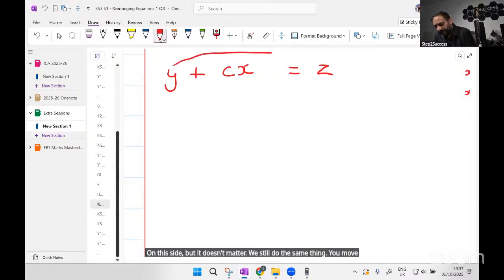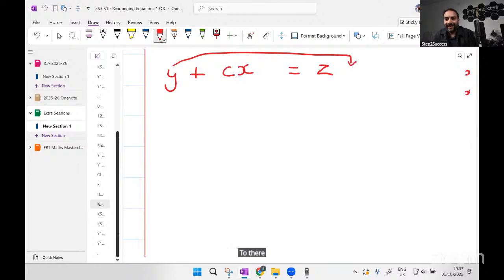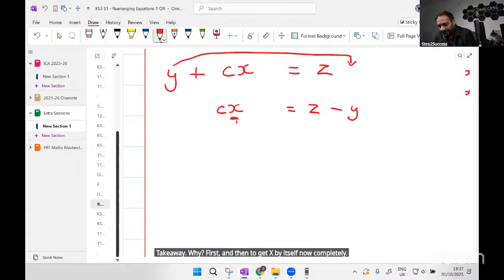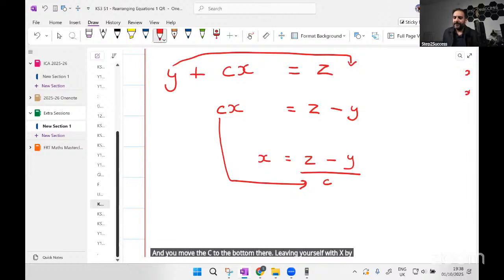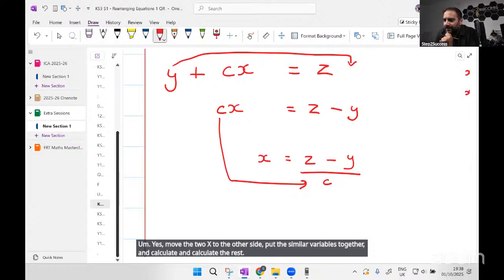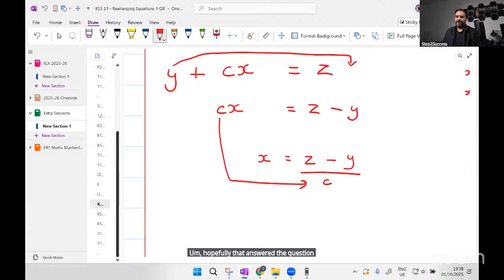You move this y to there by taking it away. So you get z, take away y first. And then to get x by itself completely, we move this c, and it's being times right now. So you do a big line on the other side, and you move the c to the bottom there, leaving yourself with x by itself. Yes, move the 2x to the other side, put the similar variables together, and calculate the rest. Yes, absolutely, that is what you do. Hopefully that answered the question that 27 year 7 asked.